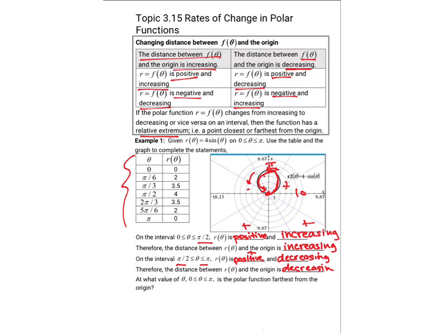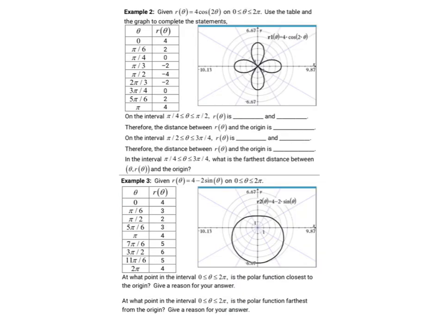At what value on 0 to pi is the polar function furthest from the origin? What's the extreme? At theta equals pi over 2. What distance is it there? 4. We can kind of wrap our heads around this.